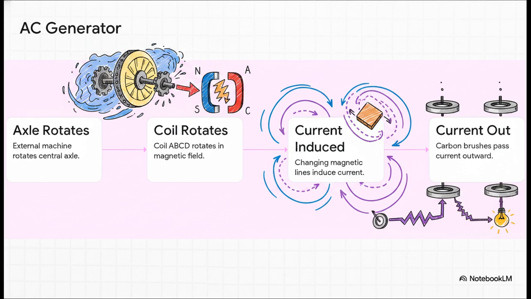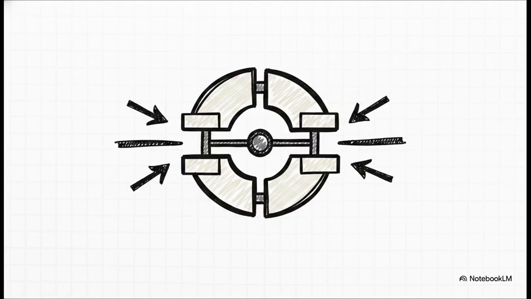And because the coil flips over every half turn, the current keeps reversing. That gives us an AC generator. But wait, what if we specifically need direct current? What if we want the electricity to just flow in one straight direction without alternating? Well, it's actually a very clever engineering fix.